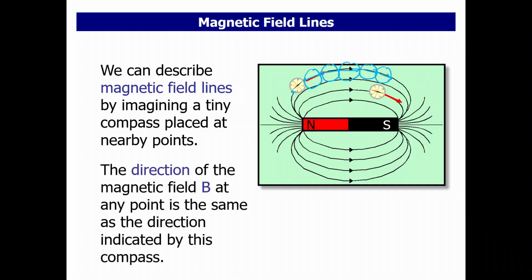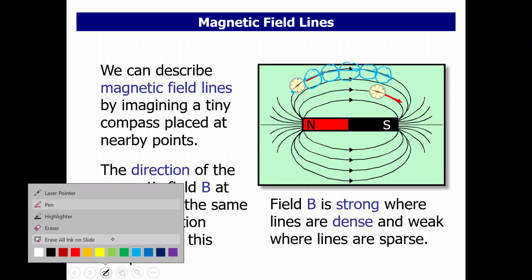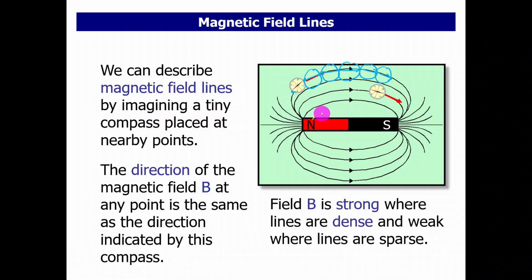Now the direction of the magnetic field at any point is the same as the direction that the north side of the compass would point. So the north side of my compass goes from north to south because it's attracted to the south side of my magnet. And just like with our electric fields, the magnetic field is strongest where the field lines are dense and weakest where the lines are sparse. We do have to realize these diagrams do not show every field line. For example, I could draw another field line here, a field line that goes from north to south.